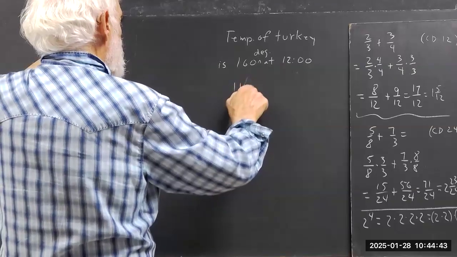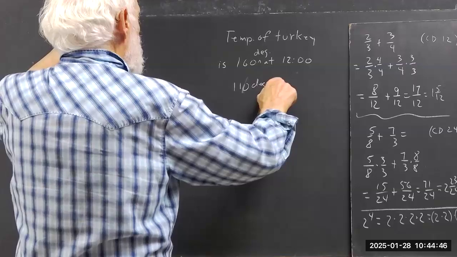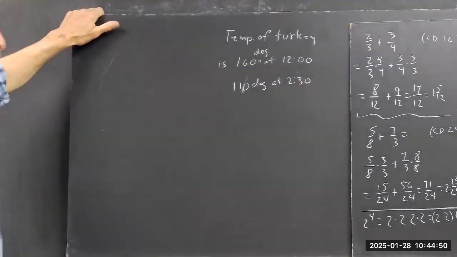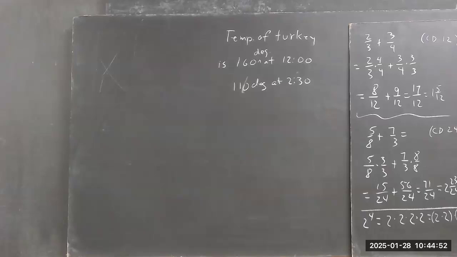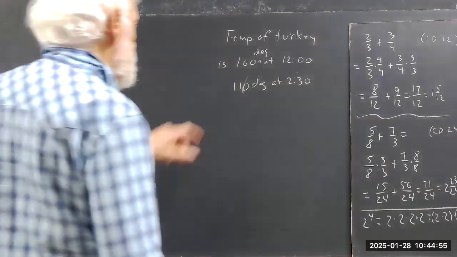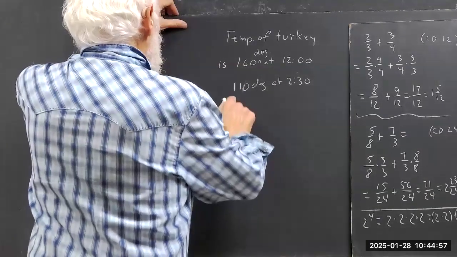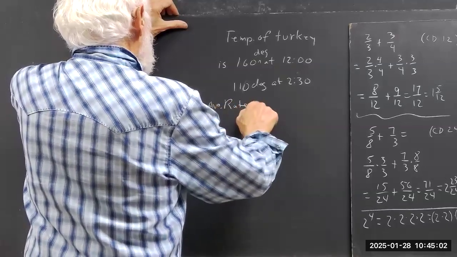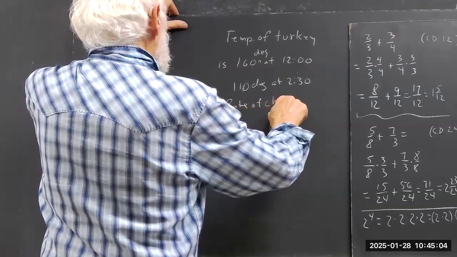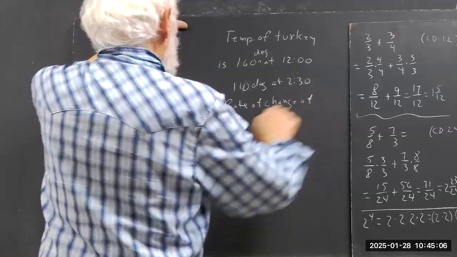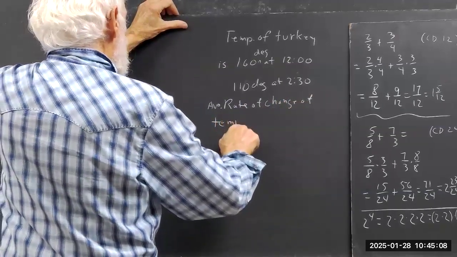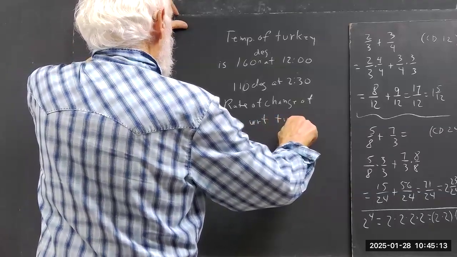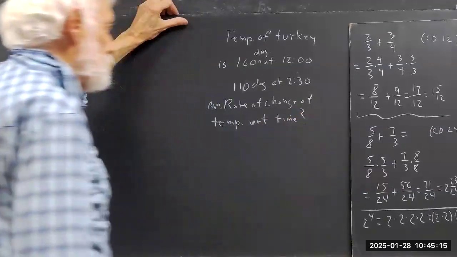Suppose the temperature is 110 degrees at 2:30. What would you say is the average rate of change of the temperature with respect to time?